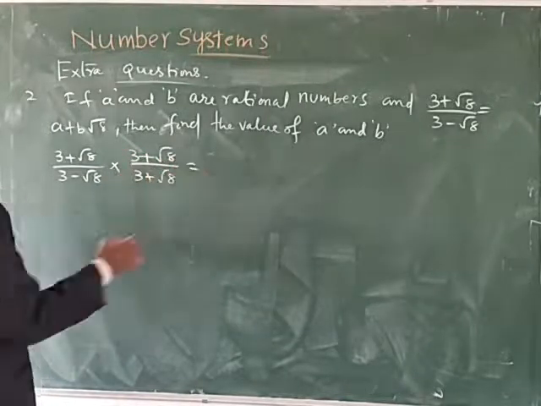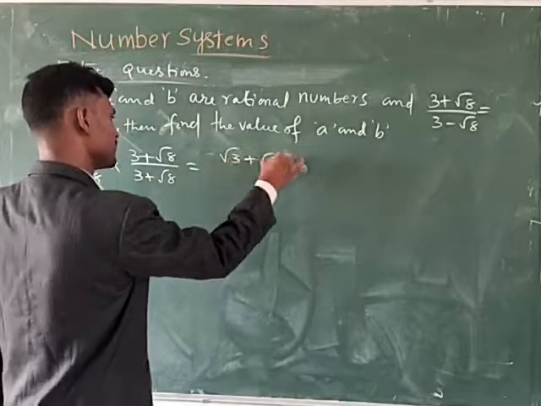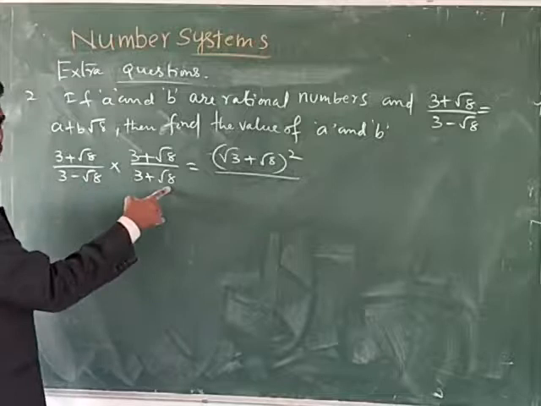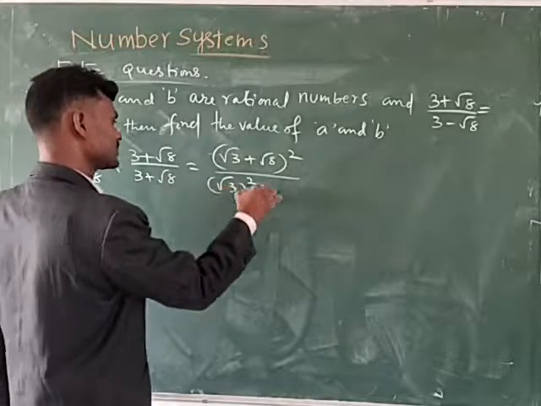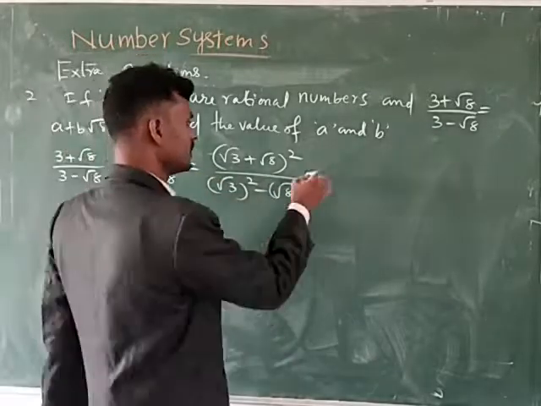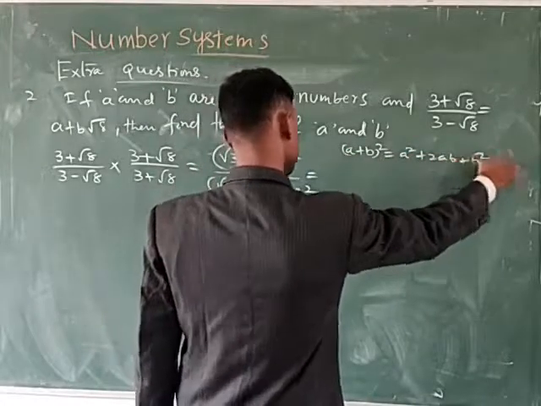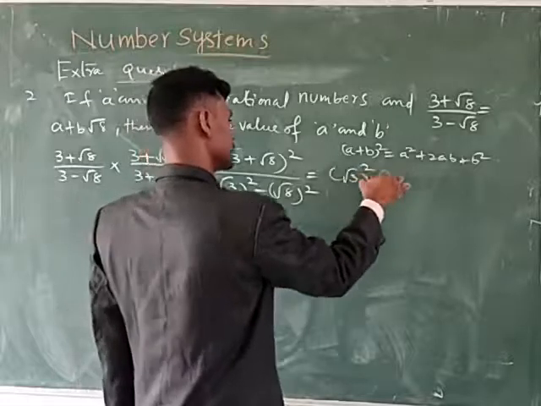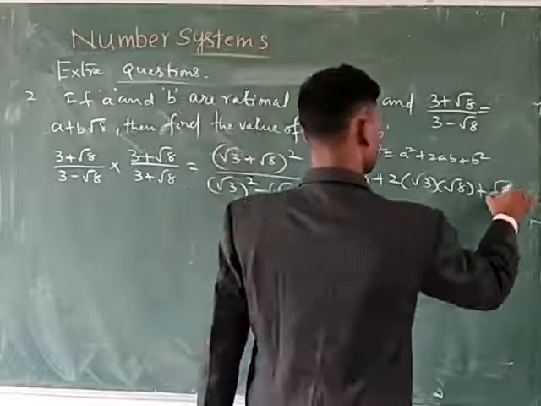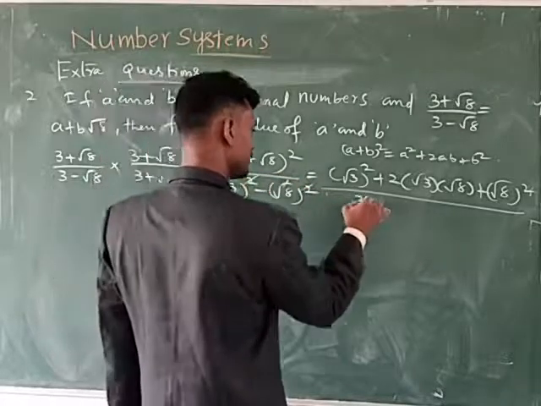Now see here, this is a plus b, here also a plus b: a plus b whole square. Root 3 plus root 8 whole square. By a minus b into a plus b is equal to a square minus b square: root 3 whole square minus root 8 whole square. Now we have to write the a plus b whole square formula, which is a square plus 2ab plus b square. Then you can write here root 3 whole square plus 2 into root 3 into root 8 plus root 8 whole square, whole by a square minus b square, the root and square cancel, then here 3 minus 8.